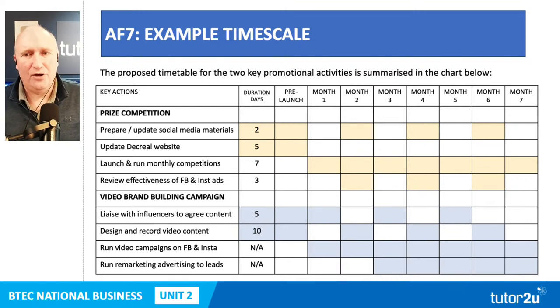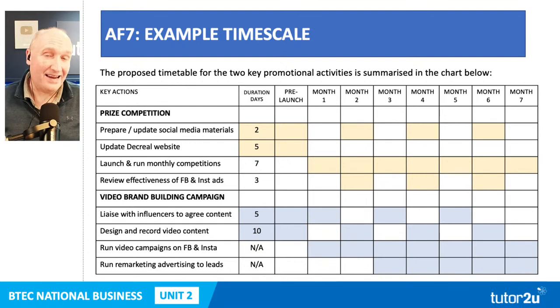I've allocated those activities to the months as best I can, and I've put in a rough duration for the number of days. But don't sweat and worry too much about the duration. Just put something in. A little table like this in Word. Duration, just map your columns out. Quickly fill out the sort of Gantt chart style thing. I've done the same for the video brand building campaign. And then, to be honest with you, I would just leave that and move on.